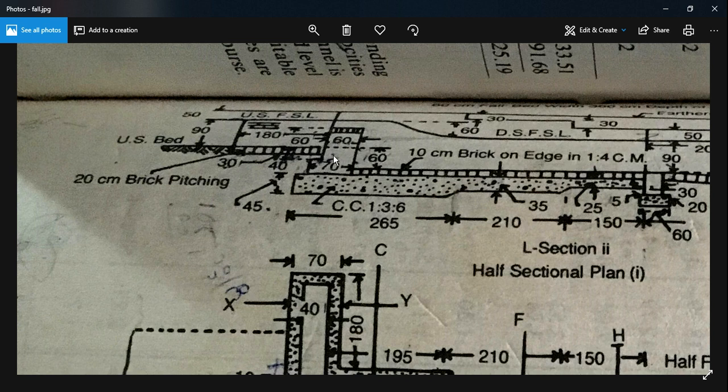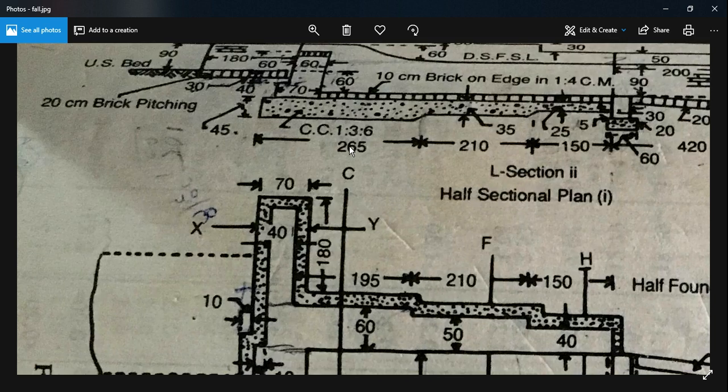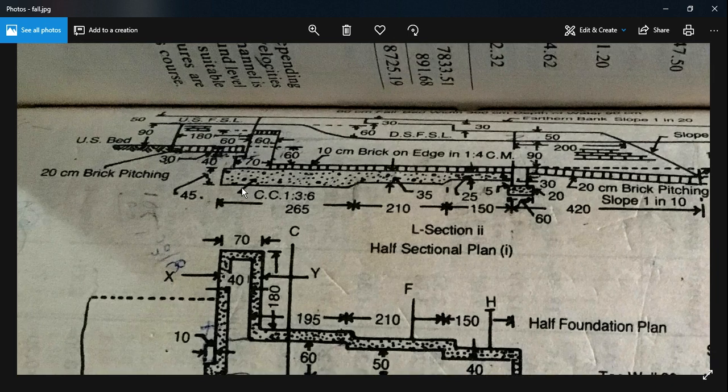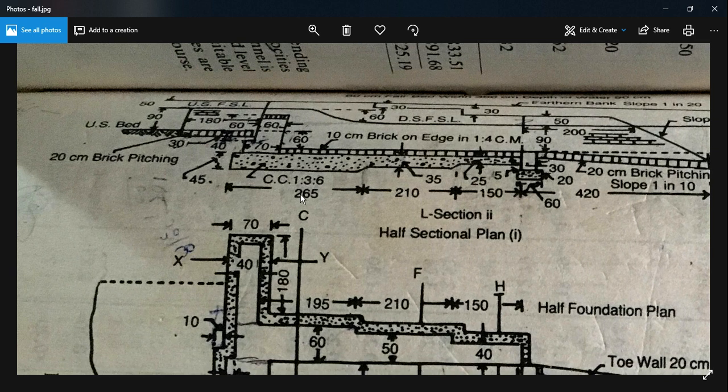Here we can see the thickness of concrete varies as we move along the length. For a length of 2.65 meter, all the dimensions are given in centimeter, 265 centimeter, the thickness of concrete is 45. So the depth of excavation would be more in this portion than other portions to follow. So let's begin.